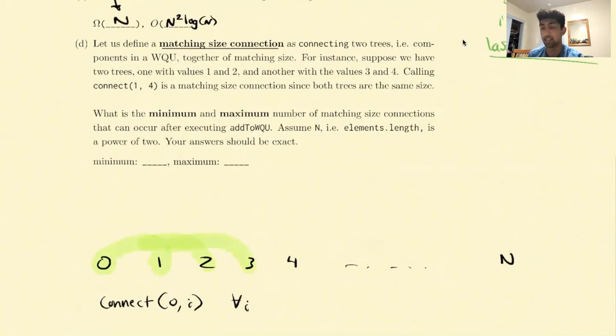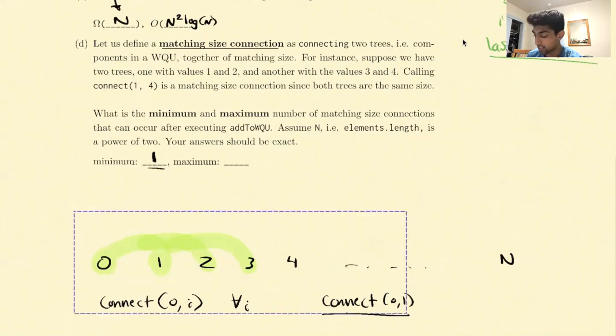And what we will notice is that this is the minimum case because the only matching size connection we have is the first connect call when we do connect of 0 and 1. This is the only matching size connection we have, right? So there's at minimum one matching size connection, right? And I'm going to explore the maximum case, but I'm going to first prove that this indeed is the minimum. Because in any series of connect calls, we need at least one matching size connection, the first one. So since there's no other matching size connections after the first one, we know for a fact that 1 is the minimum, okay? So what is the maximum then?